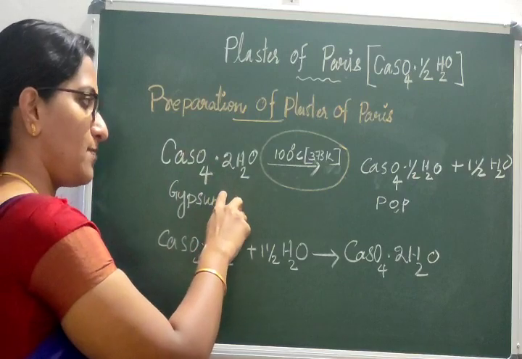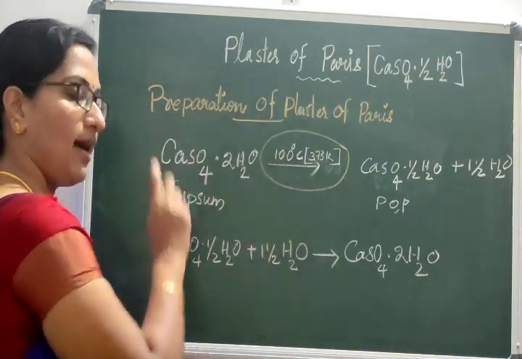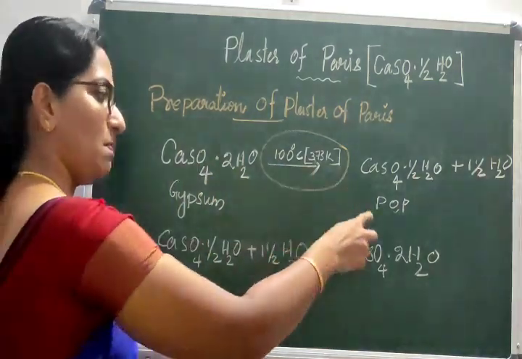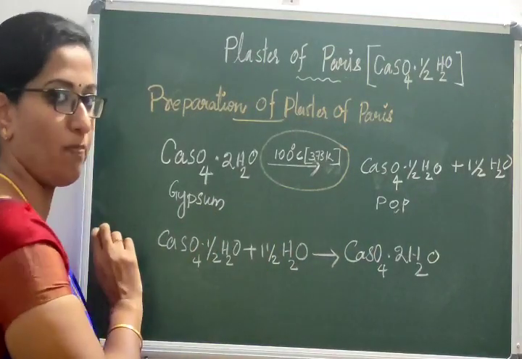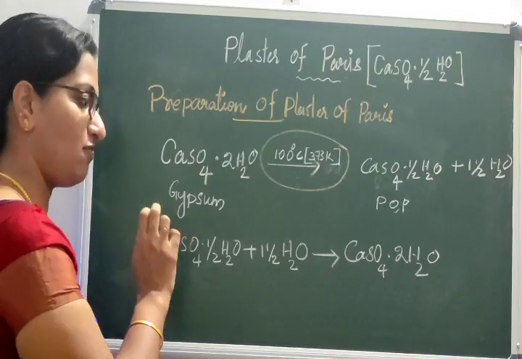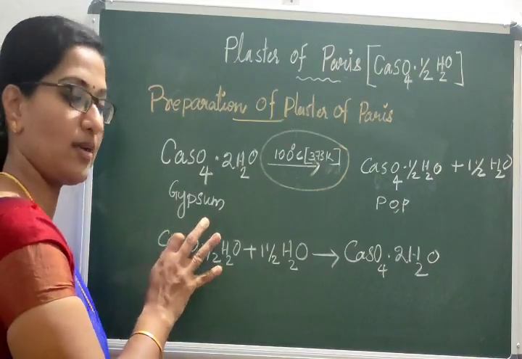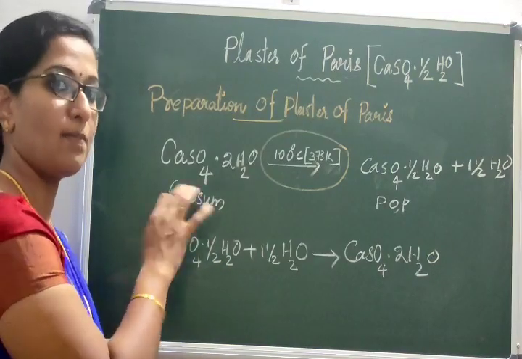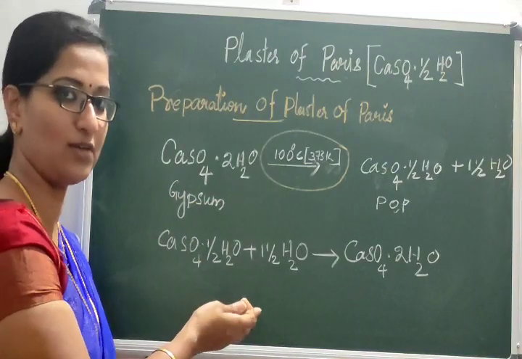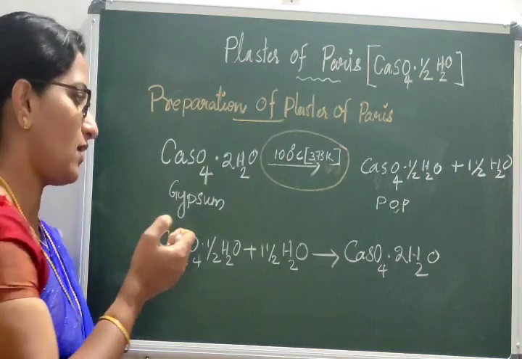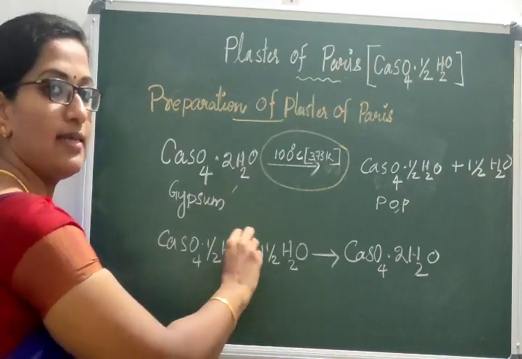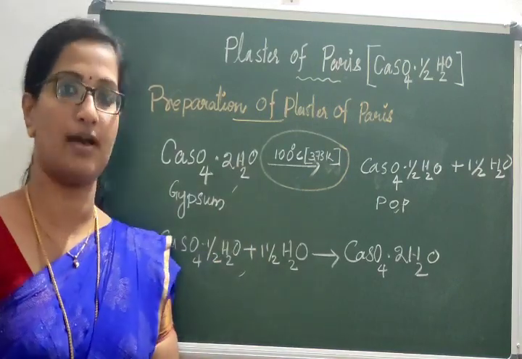When you heat gypsum at 100 degrees Celsius, you will get plaster of Paris. So when you store plaster of Paris, you should be careful not to keep it near water, because the plaster of Paris can convert back to gypsum and it becomes a solid mass. Okay, so this is about plaster of Paris. Now let's see the uses of plaster of Paris.